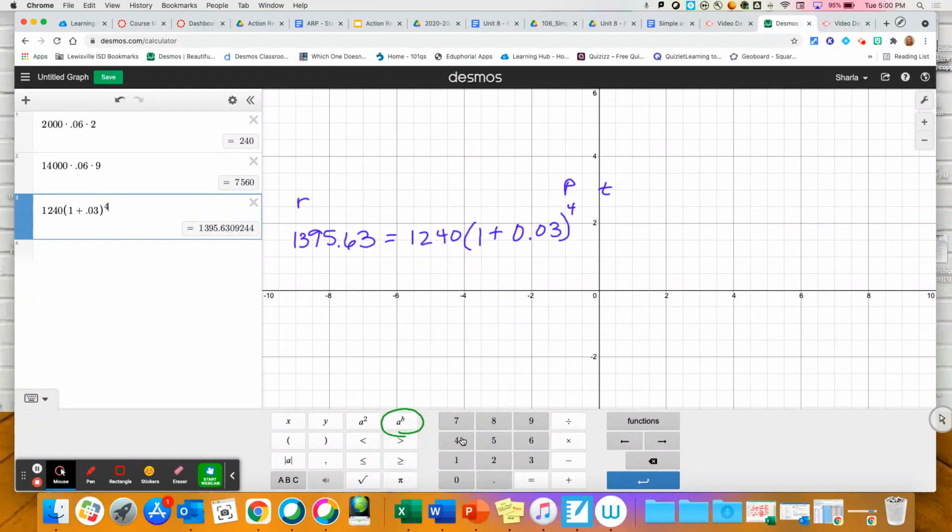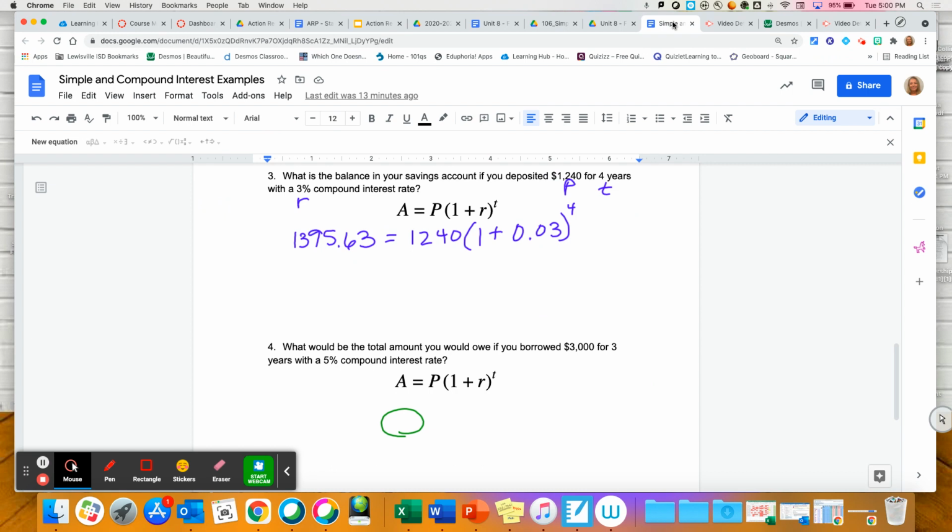I'm going to go back over to our problem. Now, with this, if you notice, there is an A in our formula. That A actually stands for total amount. So that means that at the end of the 4 years in my account, you would have a total amount of $1,395. There's no additional work that you have to do in order to figure out how much money you have in your account. All right, let's move on to number 4.